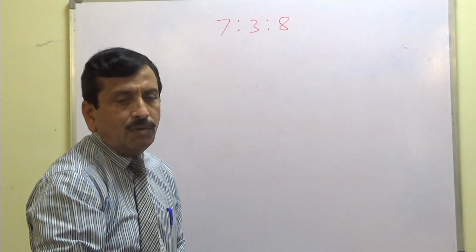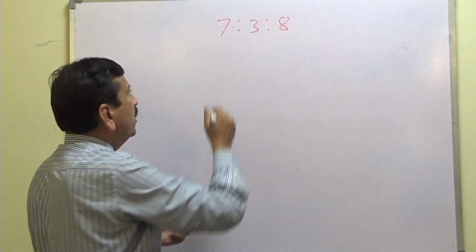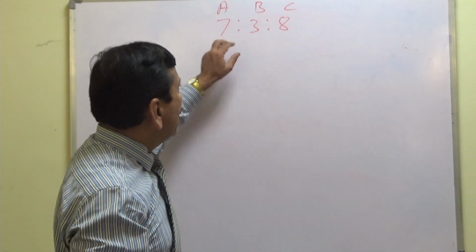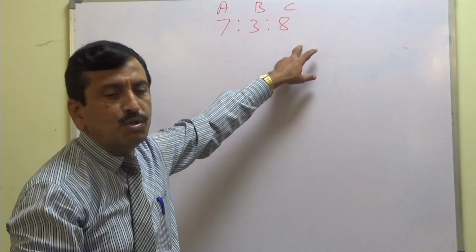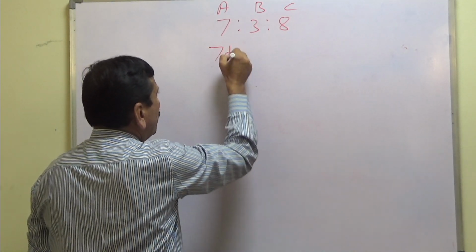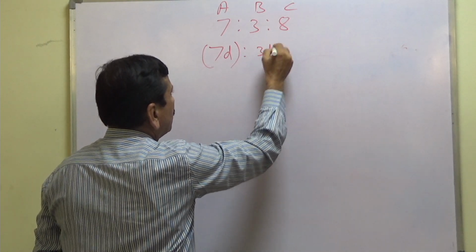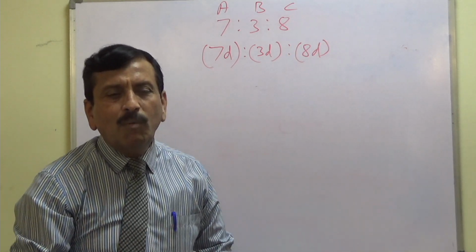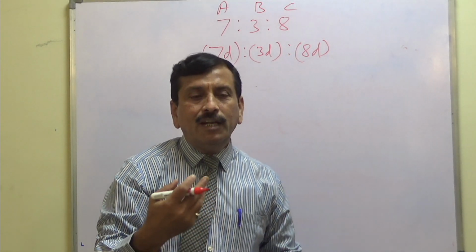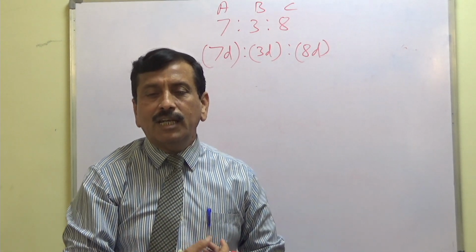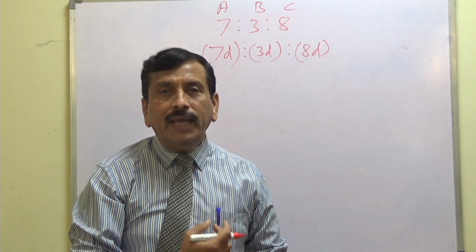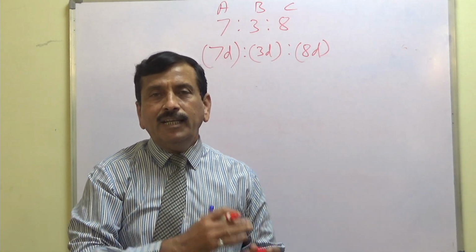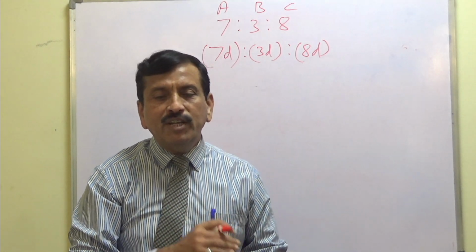7:3:8. Now there are three vehicles. Now the vehicles are A, B, C. Naturally, their actual speeds are in a ratio 7:3:8. I can say that their actual speeds may be 7D, 3D, 8D. The speeds of the three vehicles A, B, C are respectively, we can assume A as 7D, B as 3D, C as 8D, so that A is to B is to C, they come in a ratio 7:3:8.